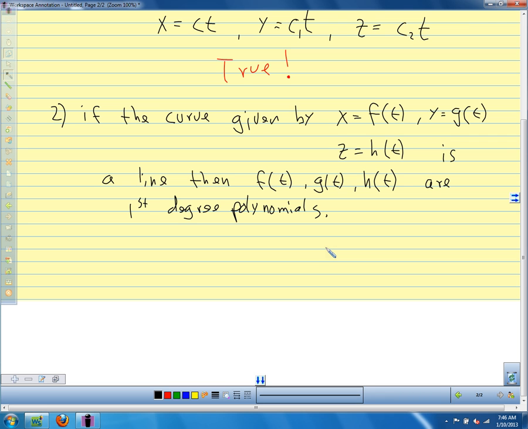False. We have some definite falses. What would be an example? One of them could be a constant. Okay, that would work. Any others? Two of them could be a constant. Any others? All of them are constant? That would just be a point, right?